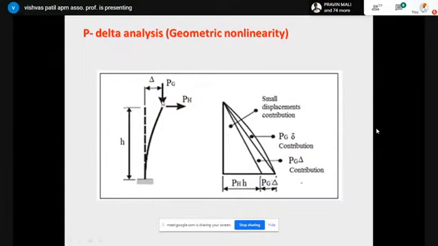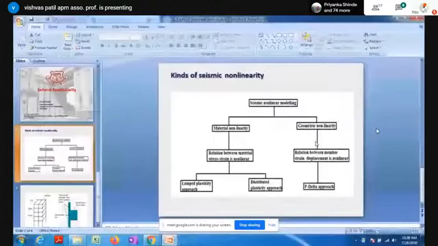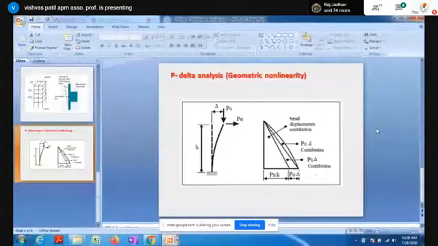So the column becomes more flexible, softer. Therefore, because of the P delta, there is a softening behavior, and due to that, the lateral stiffness of this particular column reduces. So this is the effect. Therefore, the P delta effect is significant whenever the column is subjected to heavy load. So this is about the P delta. Okay, and then I will go for the third presentation.